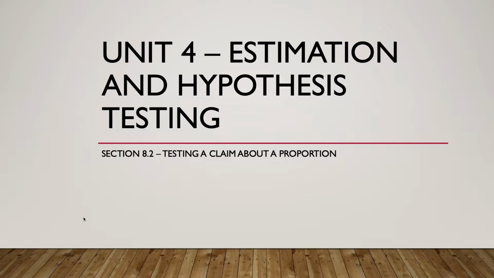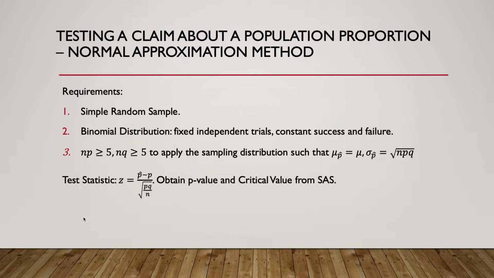Section 8.2 is on testing a claim about a proportion. And this first method is the normal approximation method. It requires a simple random sample, a binomial distribution, where we would have that binomial experiment, so if there's fixed independent trials n, the constant success p and failure q, which is 1 minus p, how those don't change, we have those two options and whatnot.